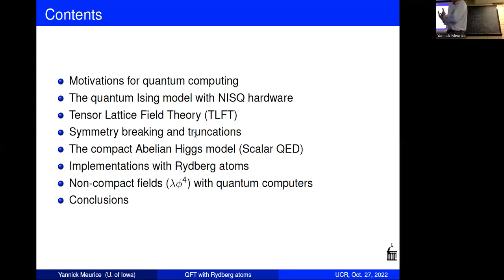And so it has the feature of QCD in the sense that you have matter field and the gauge field. And then I will explain implementation with Rydberg atoms. And at the end, I will say a few words about the other talk I was thinking about.